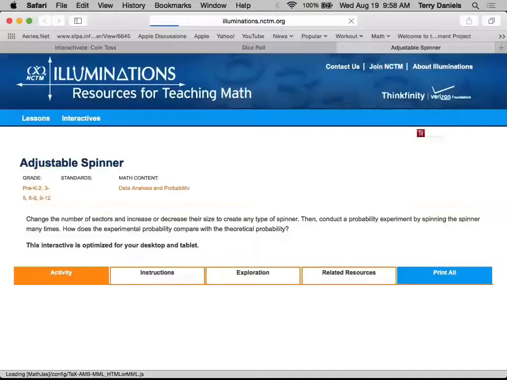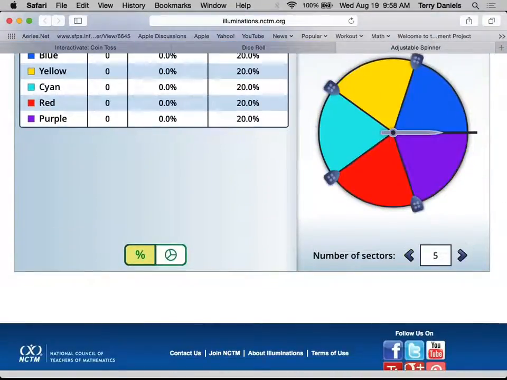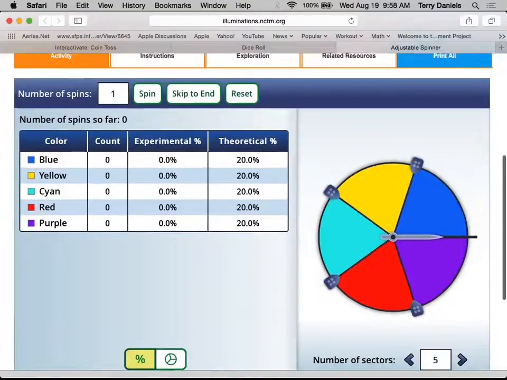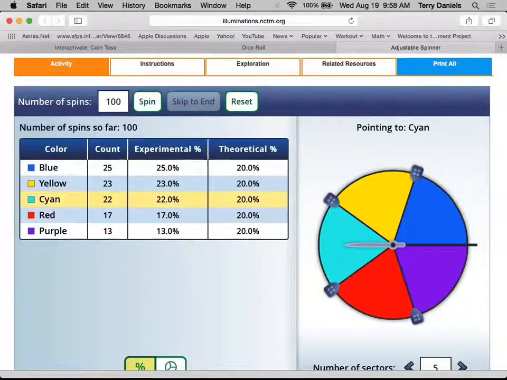So let's do a little demo here. I know that I have to change the number of colors here. Now that should look identical. And I'm going to spin 100 times. And I would like you to fill in the data. And there it is. We have 5 different colors. Therefore, we would expect the probability to be 1 out of 5 to land on yellow, 1 out of 5 to land on blue, and so on. 1 out of 5 is 20%.